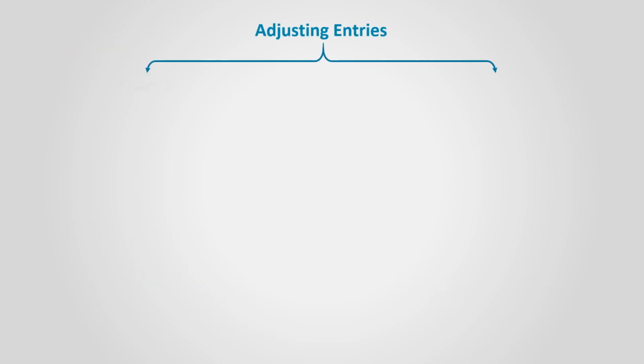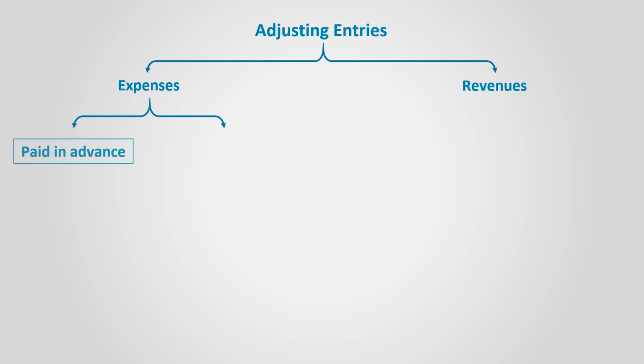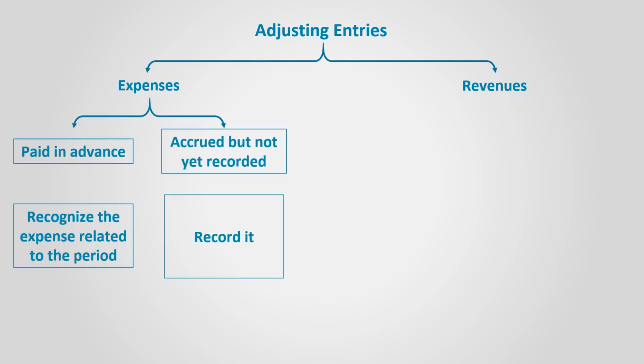To summarize, adjusting entries are needed to capture all revenues and expenses included in this period to calculate the performance of each period accurately. So adjusting entries are related to expenses and revenues. Expenses that are not already recorded or used to generate revenue could be either paid in advance or accrued, which means not yet recorded. In both cases, you will need adjustments.